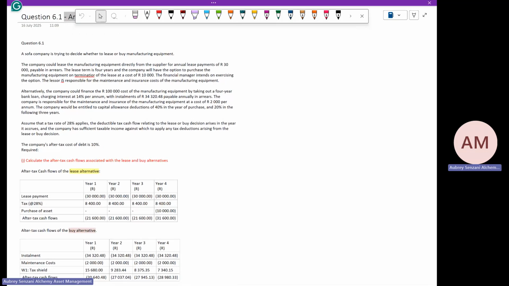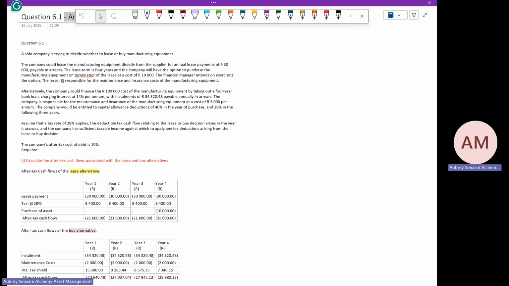Now, alternatively, the company could finance the 100,000 cost of the manufacturing equipment by taking out a 4-year bank loan, charging interest at 14% per annum with installments of 34,320.48, payable annually in arrears.